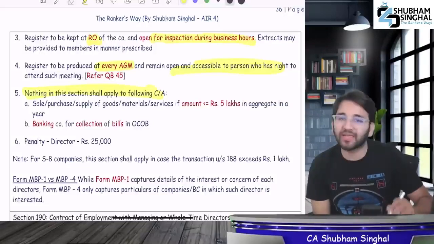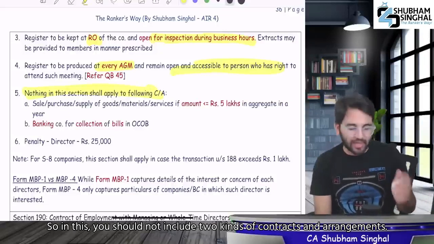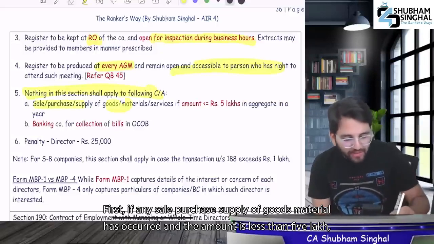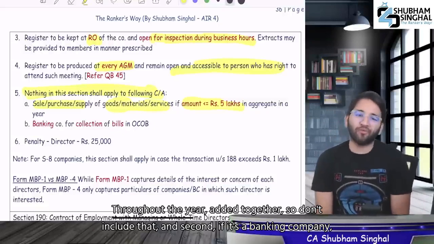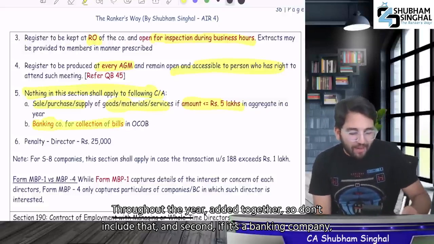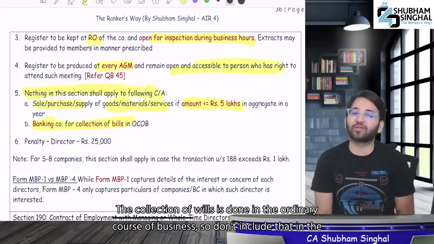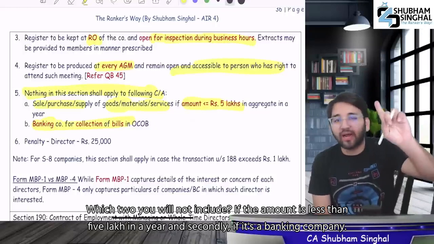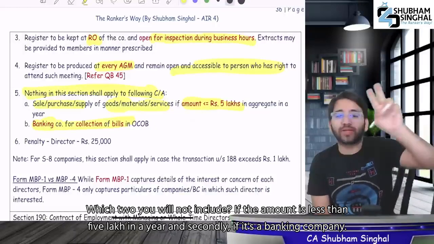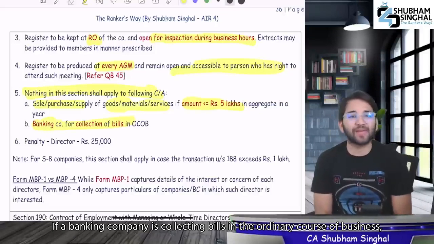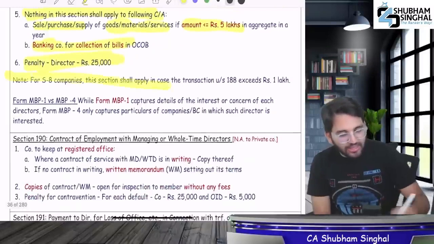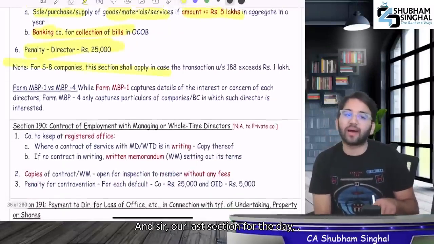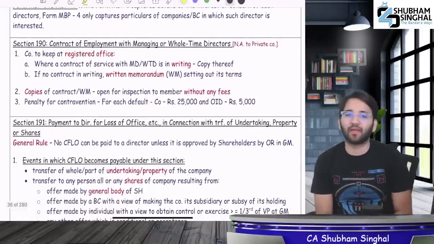Don't include two kinds of contracts and arrangements in this. First, if any sale, purchase, or supply of goods or material occurred and the amount is less than 5 lakhs for the year, all added together, don't include that. And second, if a banking company is collecting bills in the ordinary course of business, don't include that. The director will face a penalty of up to 25,000. Please read this provision in the section yourself.